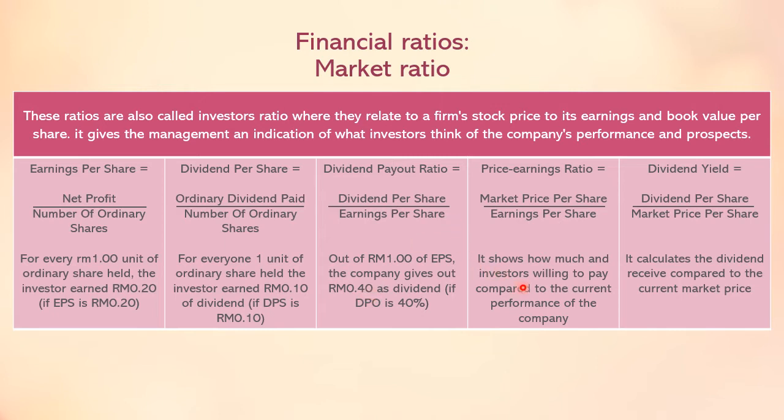The PE ratio shows how much investors are willing to pay compared to the current performance of the company. It shows the market confidence in the company. For example, let's say that EPS is 20 cents, but the share is currently being traded at 2 ringgit. So why is an investor willing to pay 2 ringgit for a share that only gives you a profit of 20 cents? Why are they willing to pay 10 times more? That's the PE ratio, 10 times more than the current performance of the company.